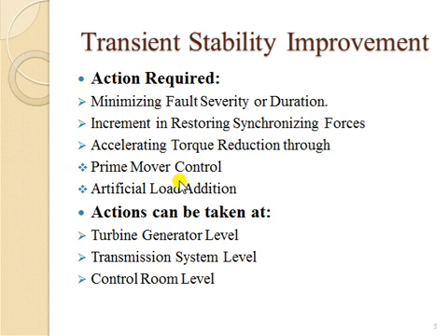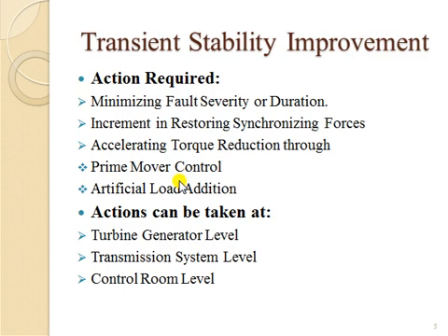The different actions required are, first, minimizing fault severity or duration. Now this I will explain with the help of a medical analogy. Imagine a person gets a heart attack. There are two important parameters on which the safety of the person depends. What is the severity of that heart attack, whether it is first stage, second stage or third stage. Simultaneously, it depends upon how much time you take to get that patient to hospital. So there are two important points: one is severity of the heart attack, and the other is the time period, that is duration.